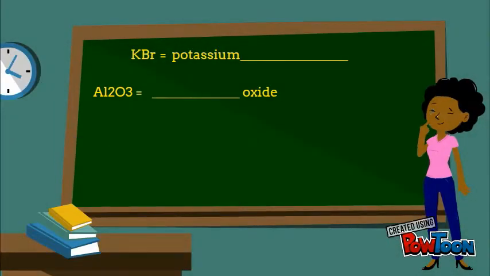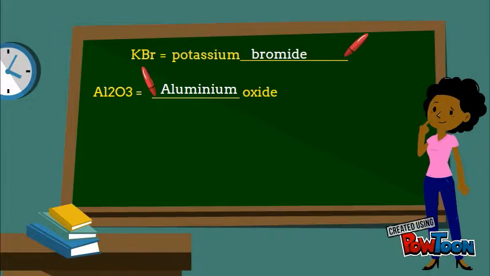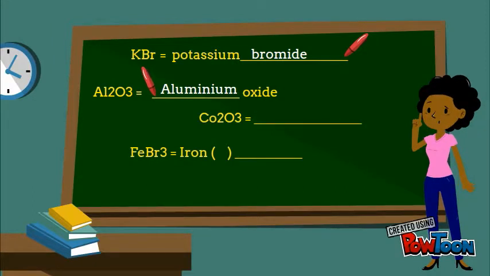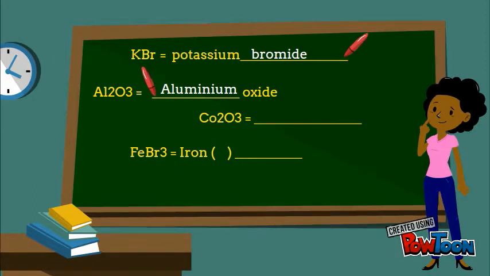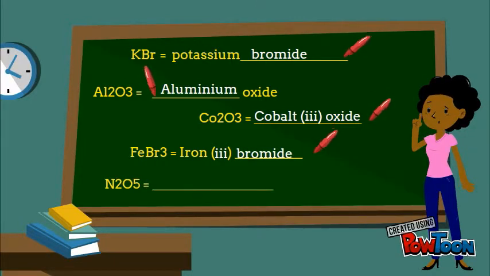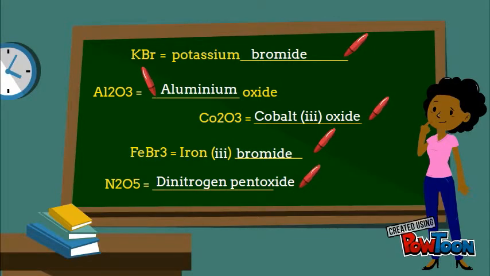First and second questions are the combination of metal with nonmetal. So the answers are potassium bromide and aluminum oxide. Now look at questions 3 and 4. These are the combination of transition metal and nonmetal. Their names are cobalt(III) oxide and iron(III) bromide. The last question is the combination of nonmetal with nonmetal. So its name is dinitrogen pentoxide.